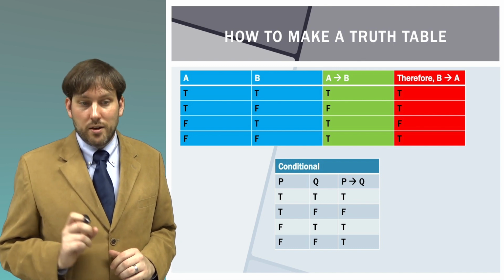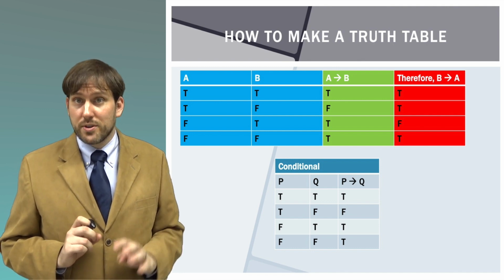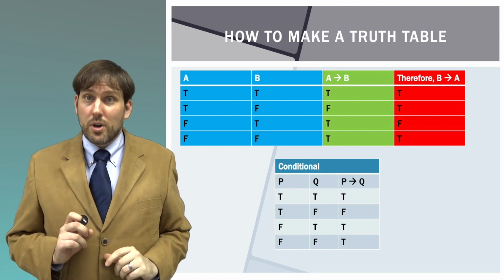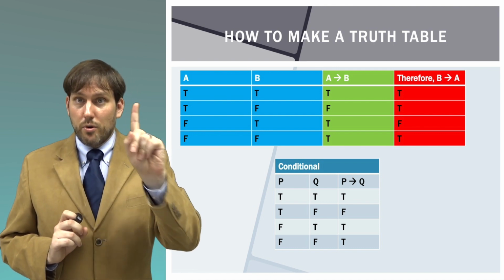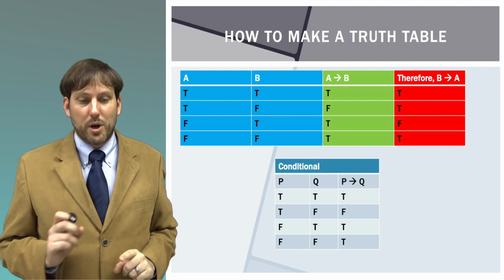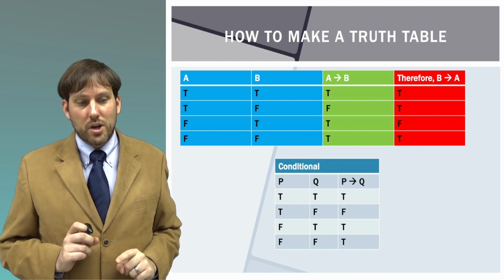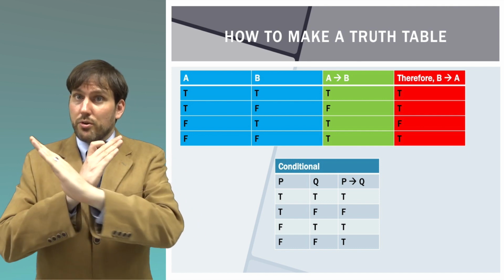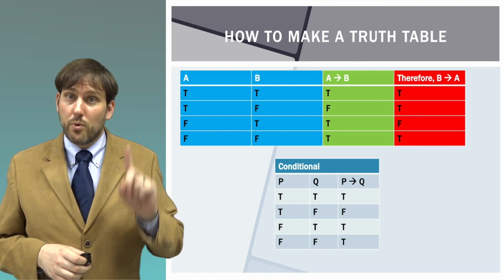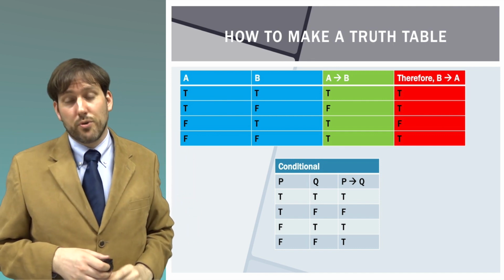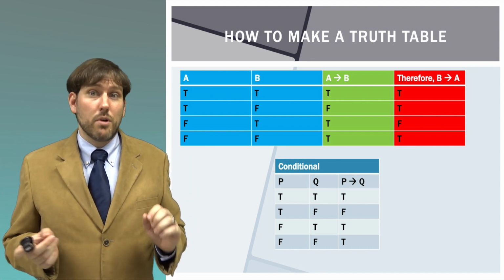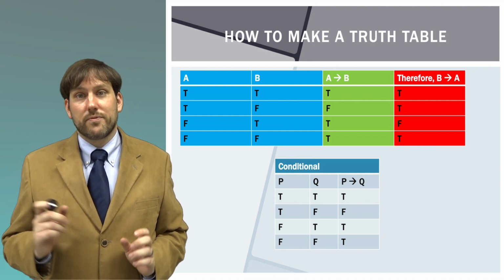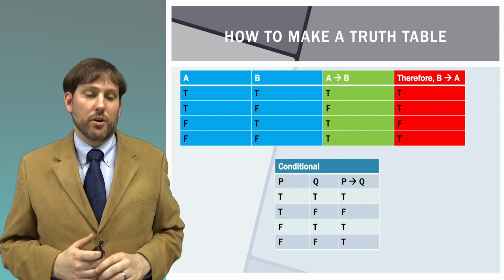Now let's check. There are 3 places where our premises are all true: 1, 3, and 4. When we check the conclusion, in row 1, the conclusion is true and the premise is true. When we check row 3, the premise is true, but the conclusion is false. When we check row 4, the premise is true and the conclusion is true. But because in row 3, the premise is true, but the conclusion is false, this is an invalid argument.